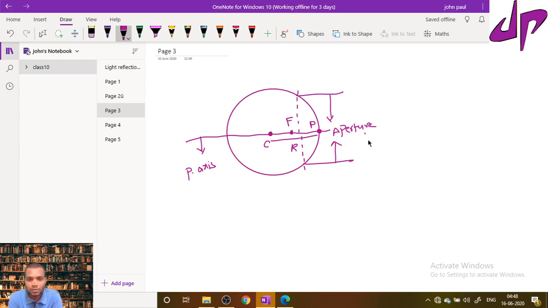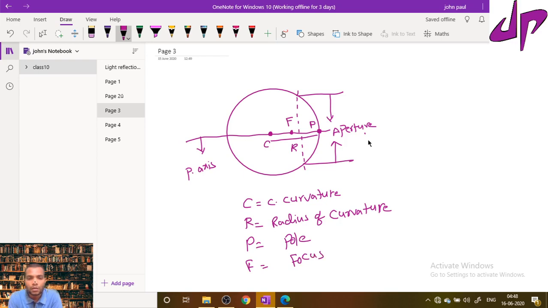So these are the terms we learned. C stands for center of curvature, R is the radius of curvature, P is the pole, F is the focus, then the principal axis, and the last one is the aperture.